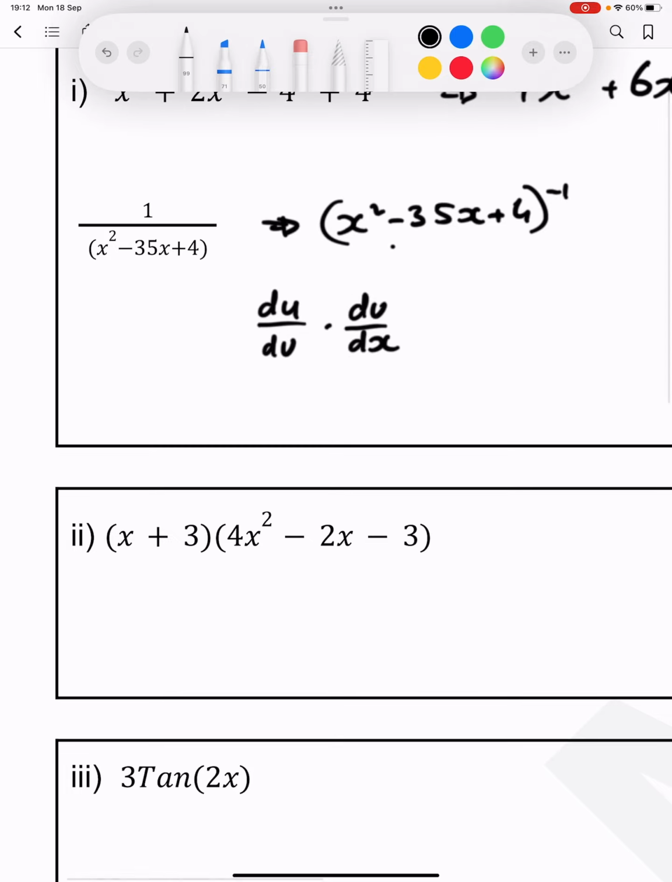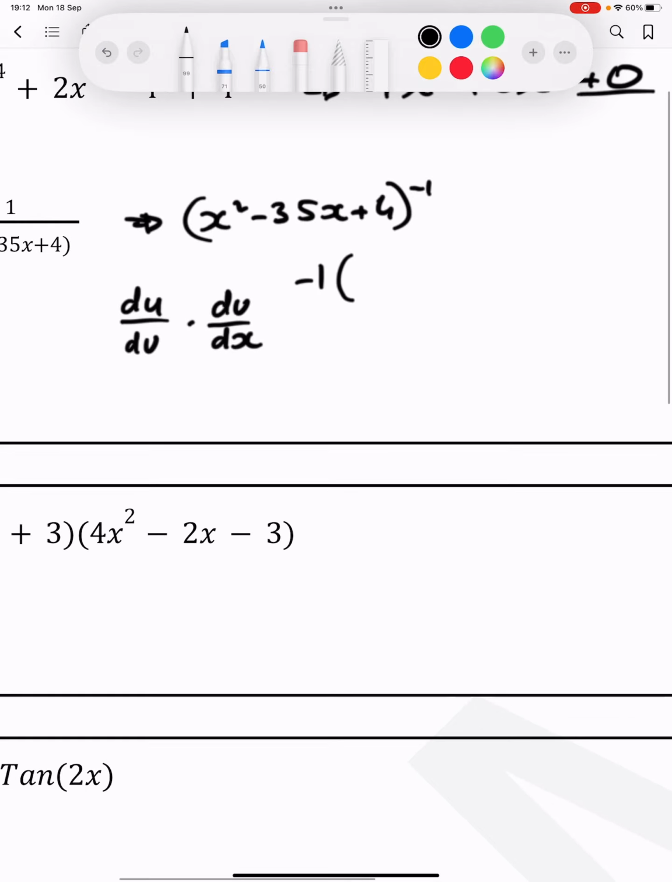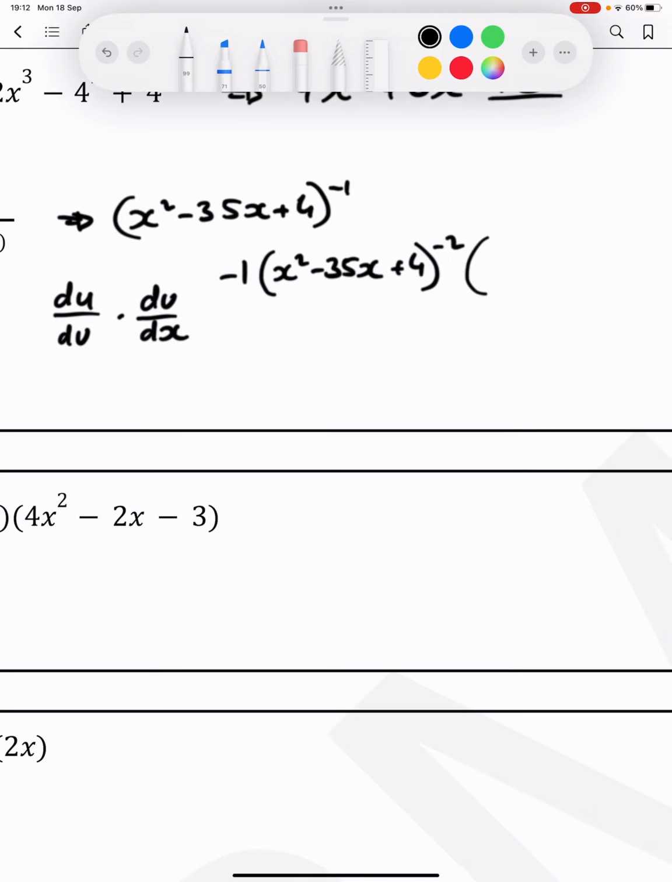So derive what's at the outside first. That will give us minus 1 times everything inside the brackets, x squared minus 35x plus 4. Just leave that alone. Reduce down the power by 1, so to the power of minus 2, times what's inside. So derive this bit now, it's going to be 2x minus 35. So that would be that derived. That's all you really do with that. It's fine as is, like that.